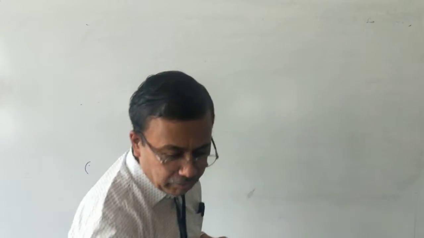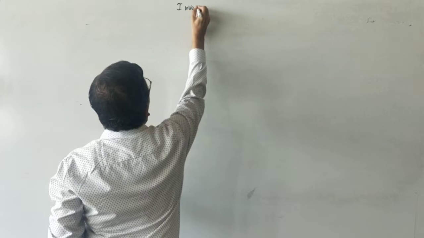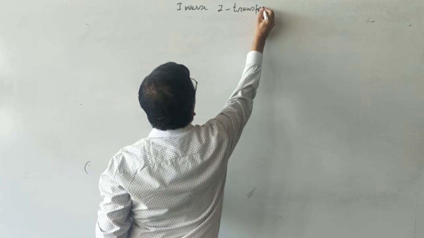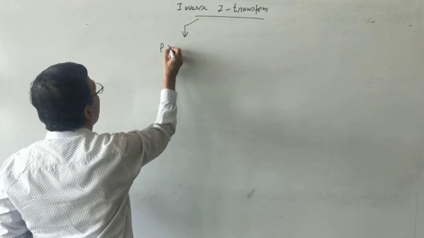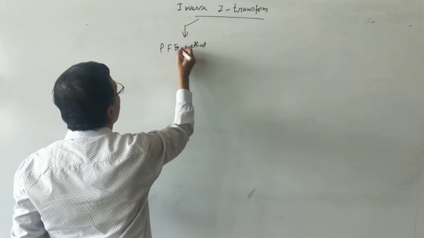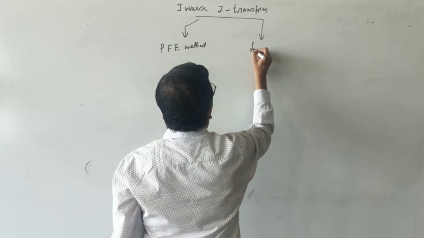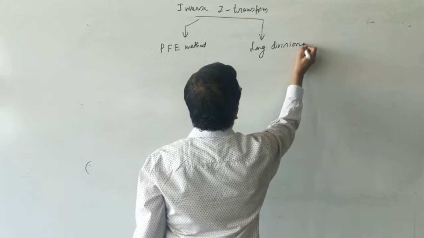Now there are two techniques for finding inverse Z transform. They are, first one, partial fraction expansion method, PFE method. PFE method means partial fraction expansion method. Second method is long division.